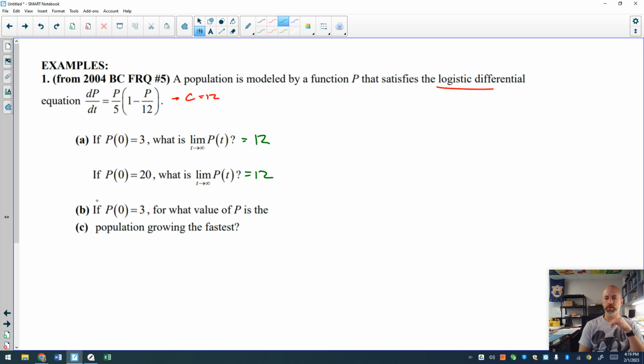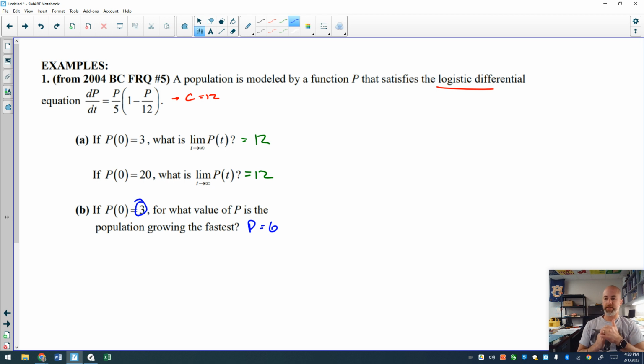And I have a weird return in this. I don't know why there's a C right here. I'll just wipe that out. If my initial condition is 3, for what value of P is the population growing the fastest? I notice that my initial amount is less than half the carrying capacity. Half the carrying capacity is 6. I'm starting below that. Therefore, population will grow the fastest when P is 6.